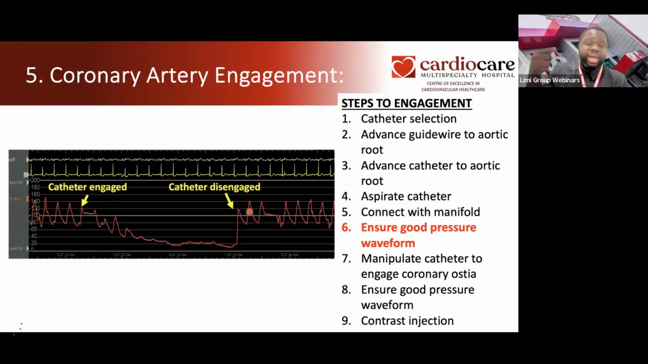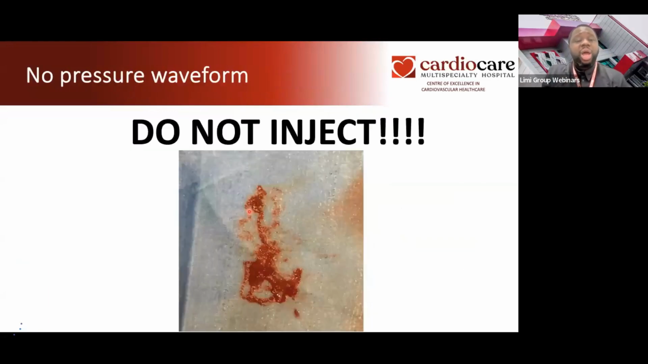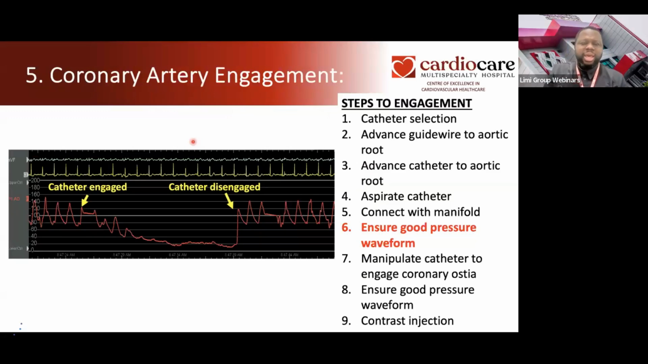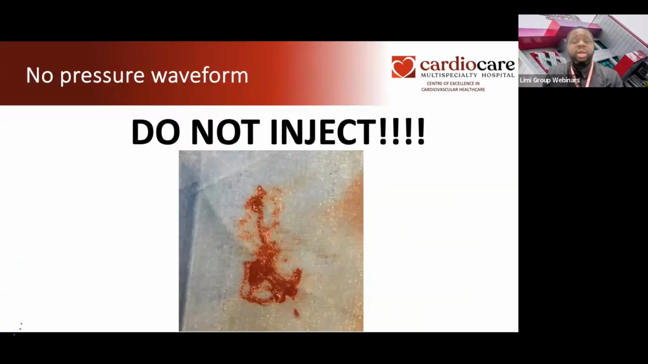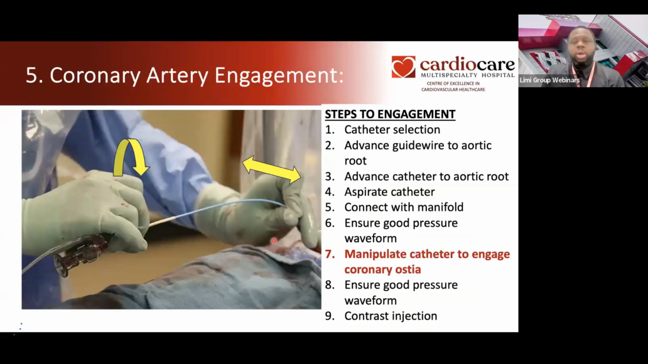What do you mean by engage? It means entering the coronary artery. Remember, you're taking your catheter just to the aortic root. Now you want to engage the coronary artery. So you manipulate. If you don't have a good waveform, do not inject. Aspirate again, check again. So in this case, see what was there, clots. If you inject, the patient has an MI on the table. So we now use that.